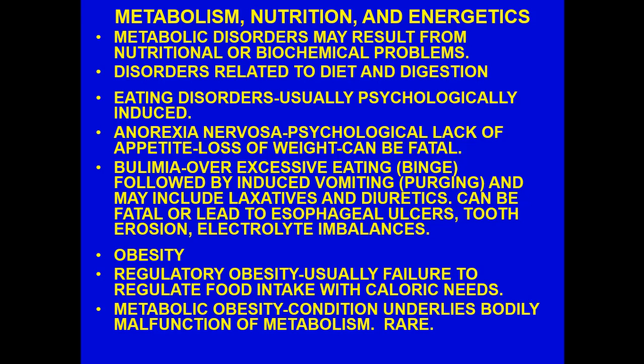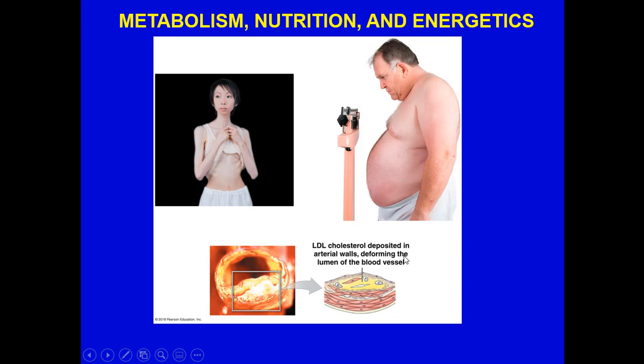The next area is obesity. And you have two major types. Regulatory obesity, usually it's a failure to regulate food intake with caloric needs. Then you have metabolic obesity. This is a condition that underlies bodily malfunction of the metabolism. This form is much rarer than you'd see. Now, if you see here, here's an example of anorexia. Here's an example of obesity.